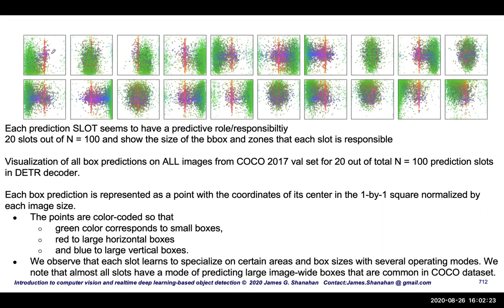Here we're looking at the 20 slots and trying to see which regions these slots are working on. This slot here is focusing on objects here. It's looking at small objects here, whereas this one is looking at small objects over here. So each query has a role to play in this network.